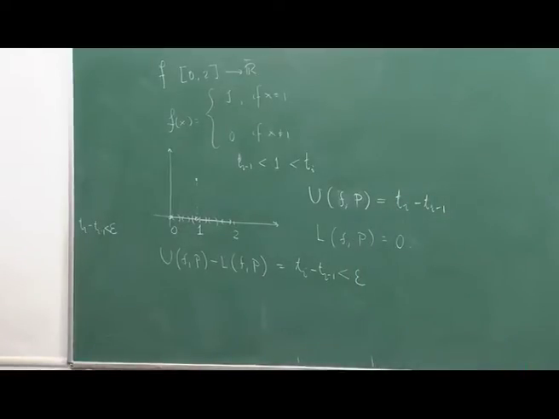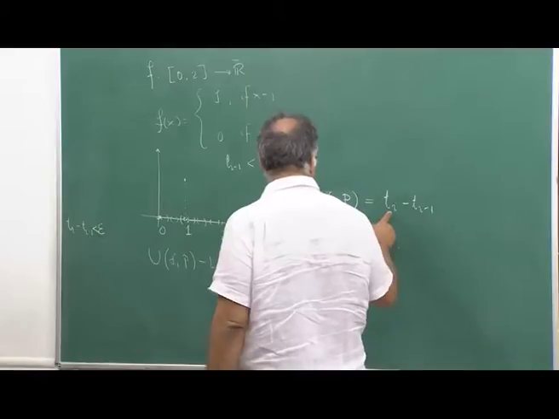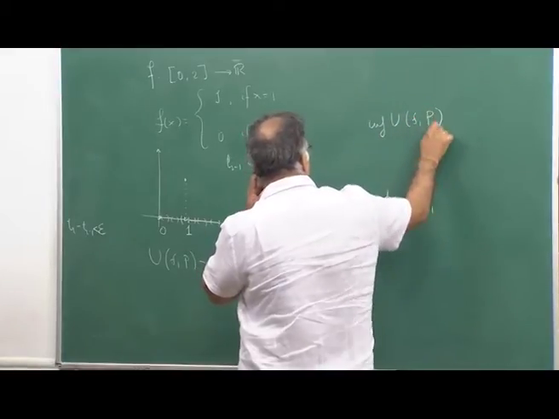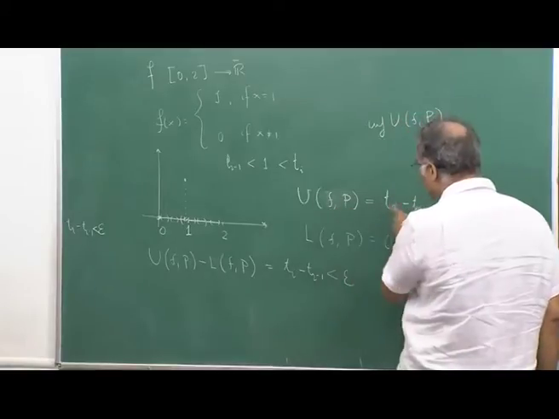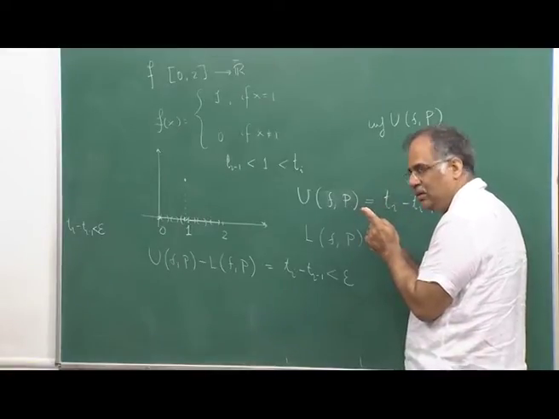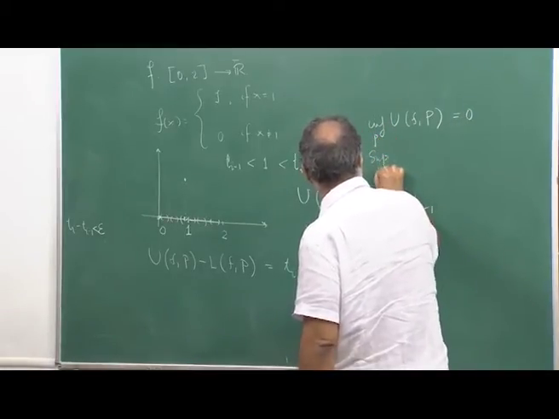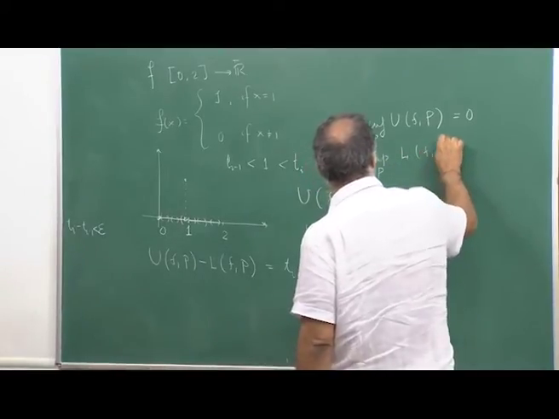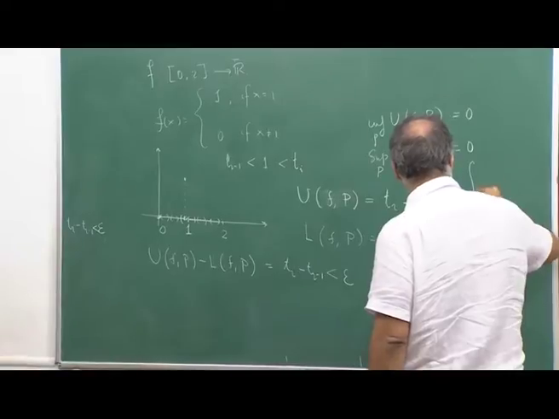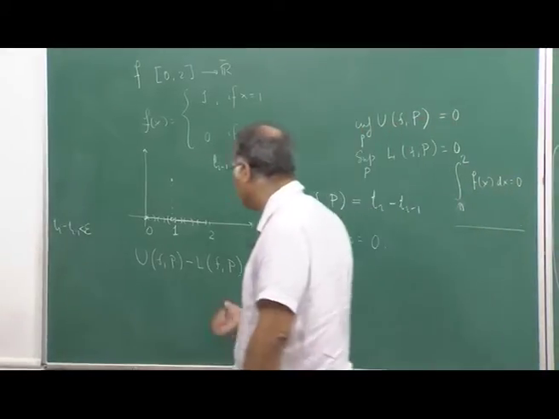Now, what is the value of this? You can immediately say 0, come on, what is the value? See how you do it here. If you take the inf of U(f,P), the inf of U(f,P) is 0, because I can make this as small as I like, bringing t_i and t_{i-1} closer and closer to 1 from both the sides. So the inf of U(f,P) is actually 0, and the sup of L(f,P) is actually equal to 0. Hence these two are the same, and so the integral from 0 to 2 of f(x) dx is equal to 0. So, you see it is a very simple way to calculate.